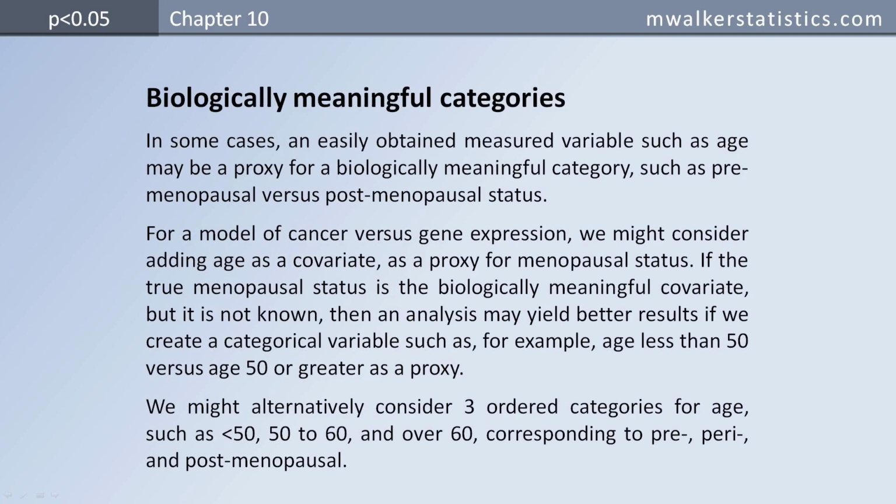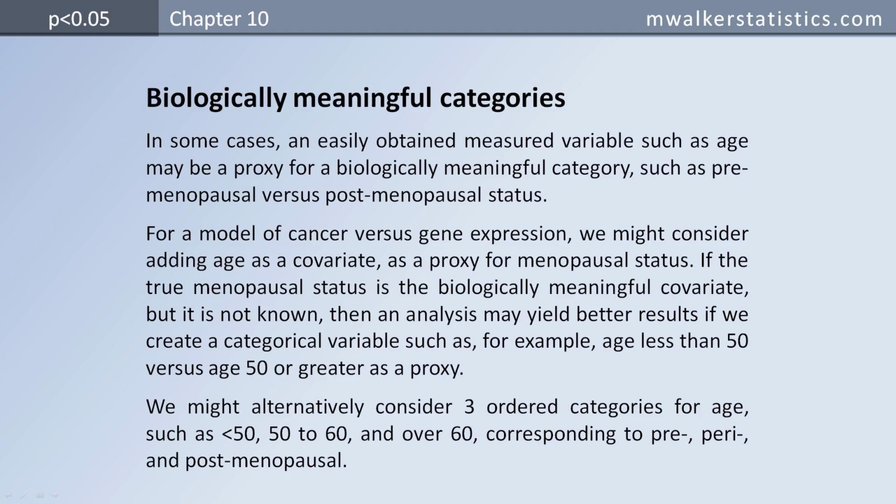Example 2. Biologically meaningful categories. In some cases, an easily obtained measured variable such as age may be a proxy for a biologically meaningful category, such as premenopausal versus postmenopausal status. For a model of cancer versus gene expression, we might consider adding age as a covariate, as a proxy for menopausal status.